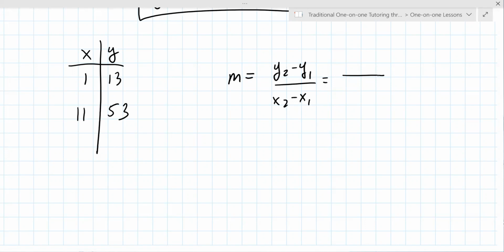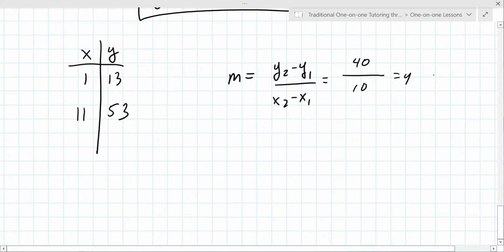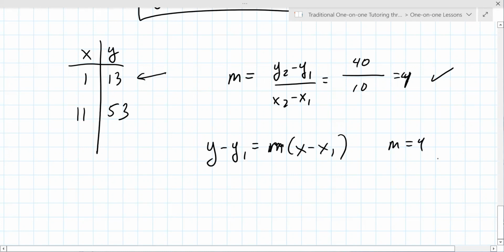It would be 40 over 10. What does that reduce to? 4. So that's your slope. That's thing one that you need. You pick the point. Which point do you like better? Which one appeals to you? I mean, why not go with the first one? There's no reason not to. Okay, so your slope is 4, and the point you're using is (1, 13). I want you to write the equation with those values.